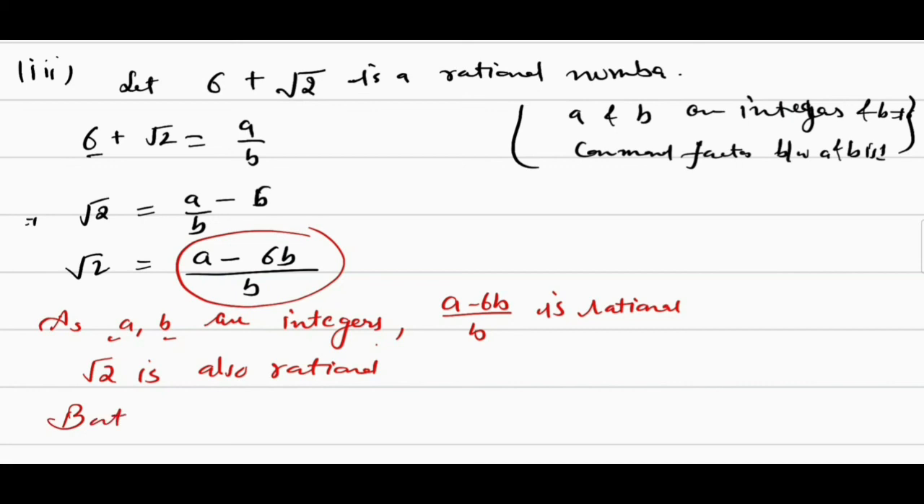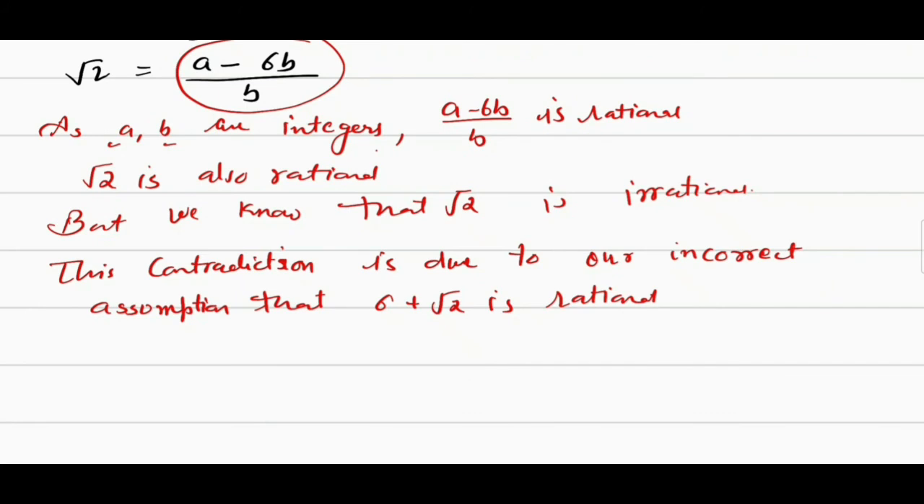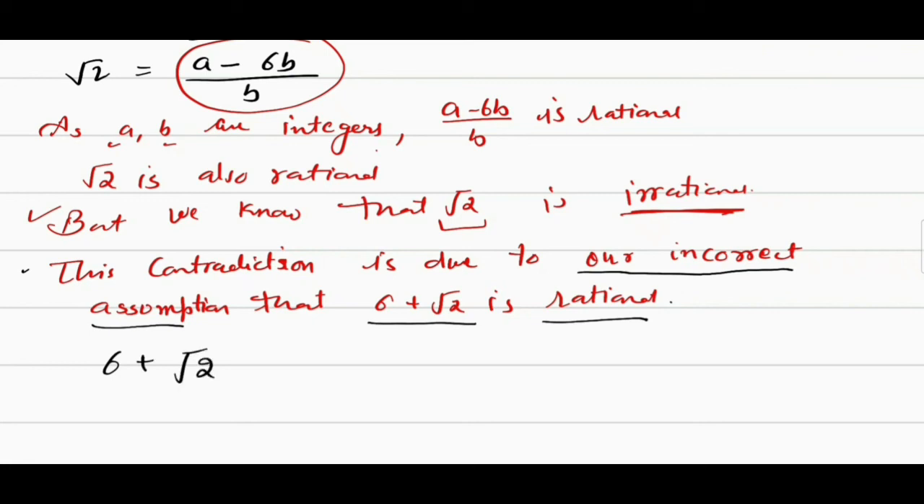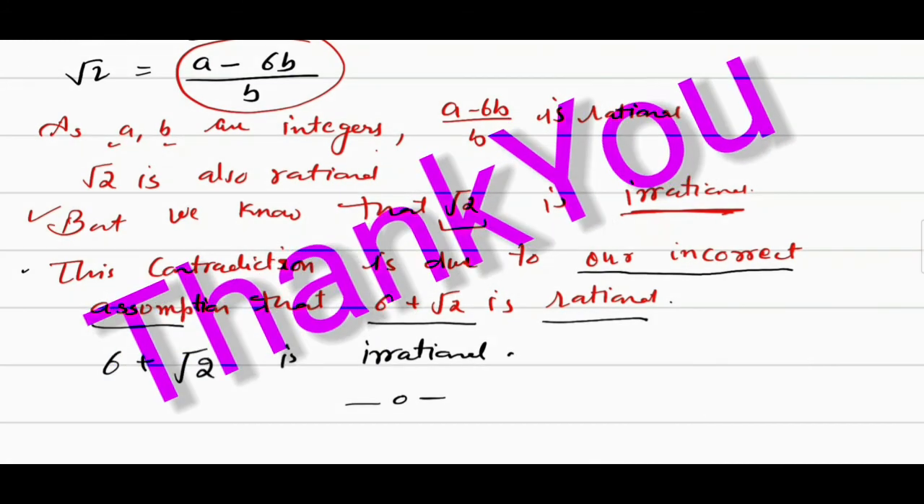But we know that square root of 2 is an irrational number. So this contradiction is due to our incorrect assumption that 6 plus square root of 2 is rational. So we can say that 6 plus square root of 2 is an irrational number. Hence proved. So with this we have completed exercise 1.3. Thank you everyone for watching my video.